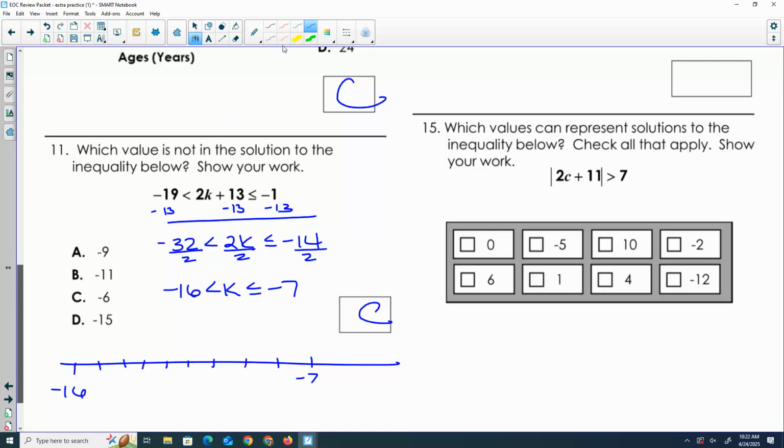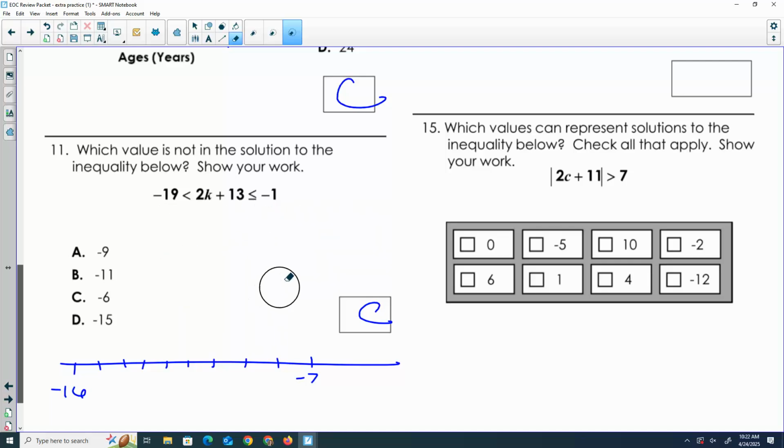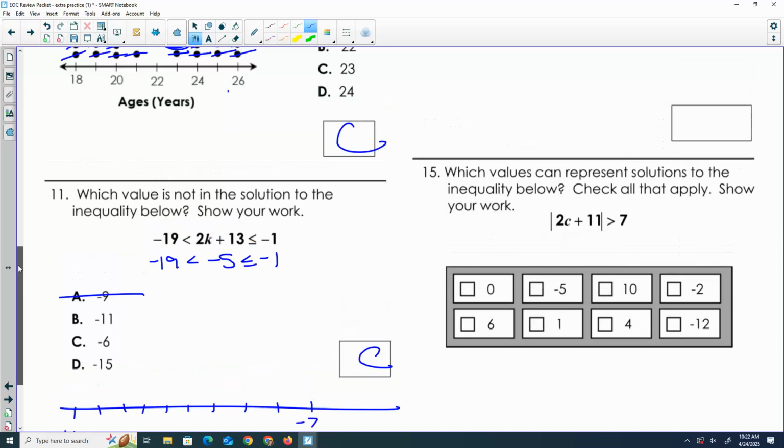The other option, if you were having trouble solving it, you could always work back from your answer choices and just plug them in. If I put in negative 9, use your calculator: 2 times negative 9 plus 13 is negative 5. Is negative 5 between negative 19 and 1? Yes, so that's not my answer. And work that way, checking each of those answers.